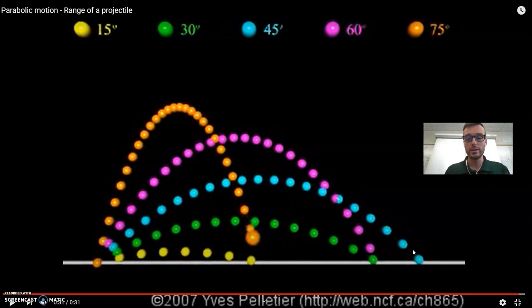Then working backwards from there, look at what happens. 60 and 30 land in the same place. Oh, 60 plus 30 is 90. I call it the 90 rule.